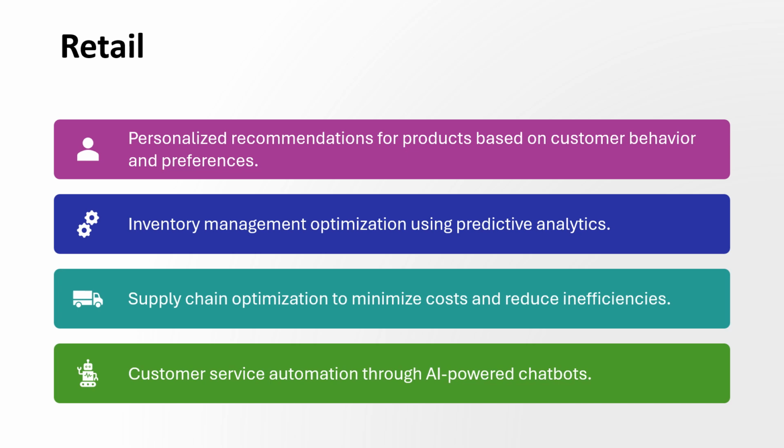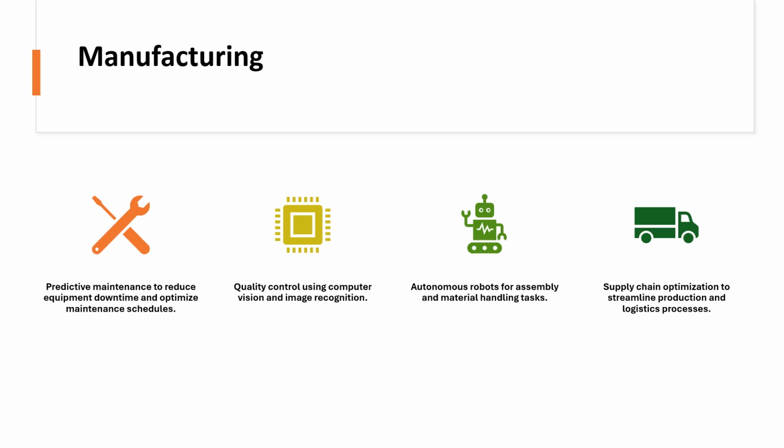In the manufacturing sector, predictive maintenance to reduce equipment downtime and optimize maintenance schedules, and quality control using computer vision and image recognition, autonomous robots for assembly and material handling tasks, and supply chain automation optimization for streamlined production and logistics.